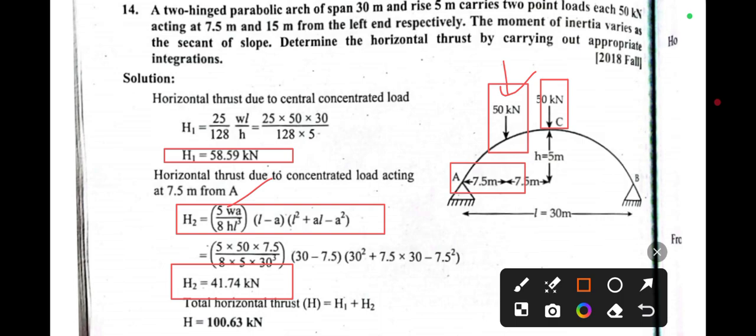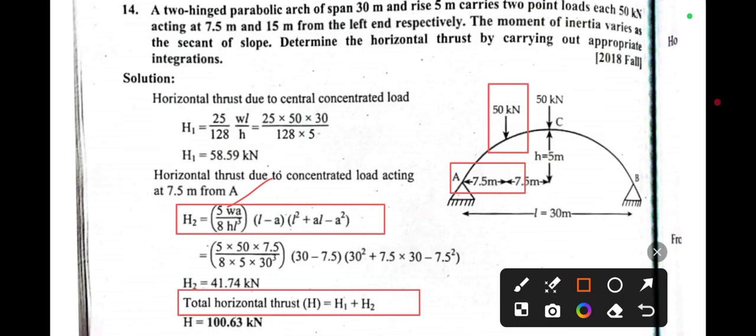Now for the total thrust we need to just add these two values. So for the total horizontal thrust, you can see here H equals H1 plus H2. H1 is this one, H2 is this one, and adding this 58.59 and 41.74, we get 100.63 kilonewton. So this is the total horizontal thrust. In this way we can calculate the total horizontal thrust acting on this type of arch.